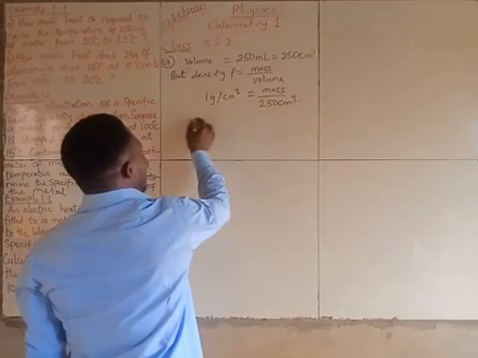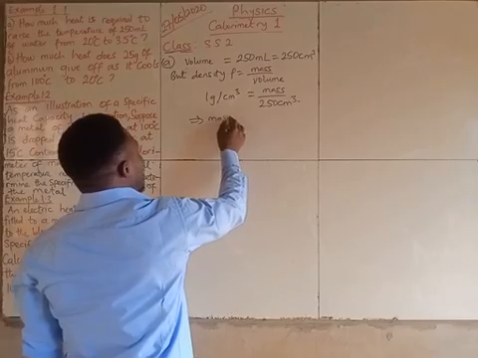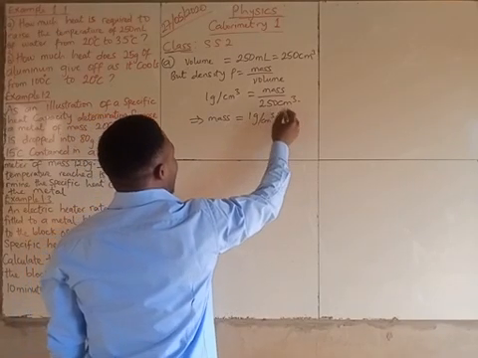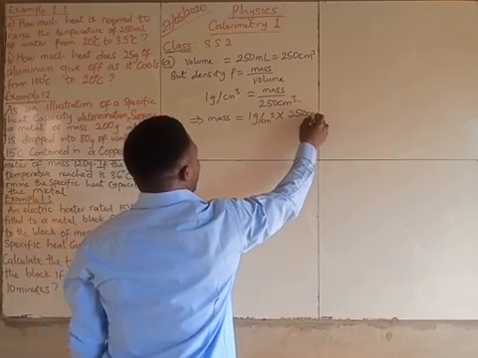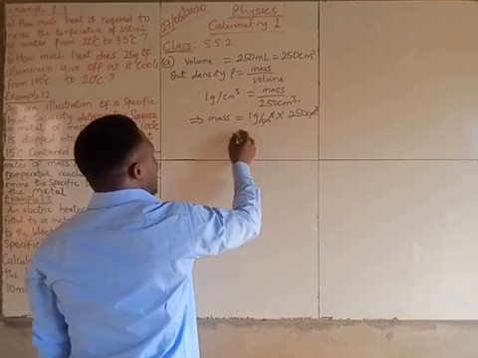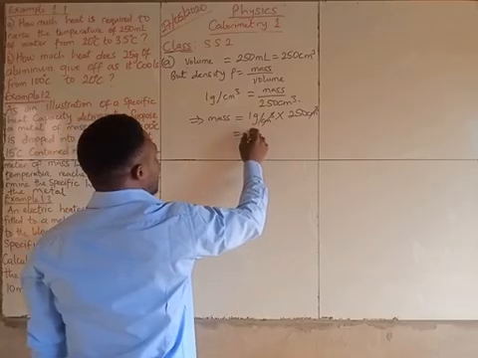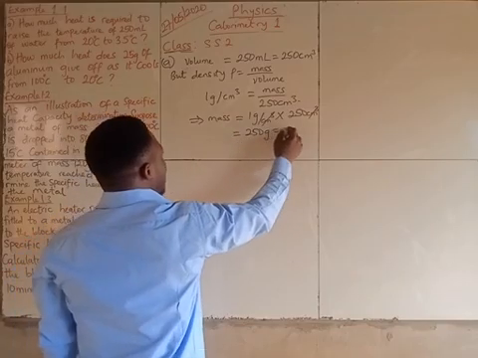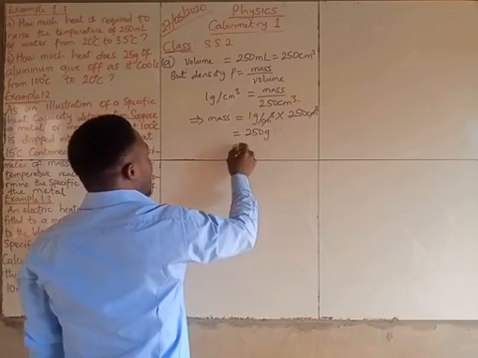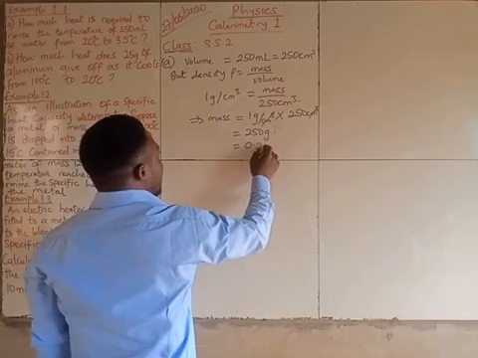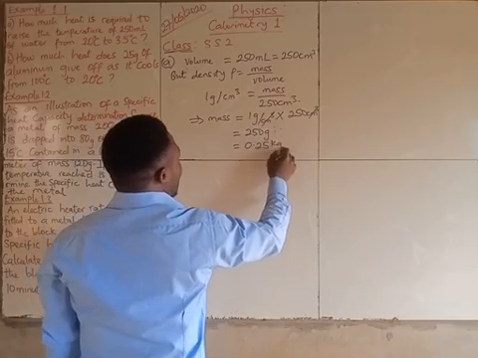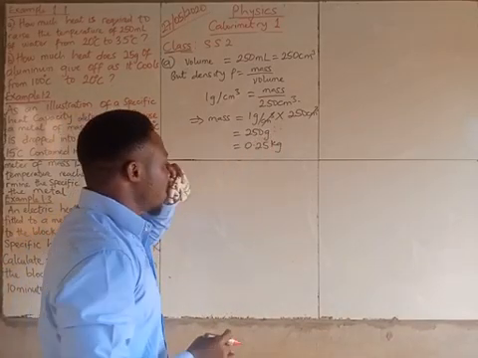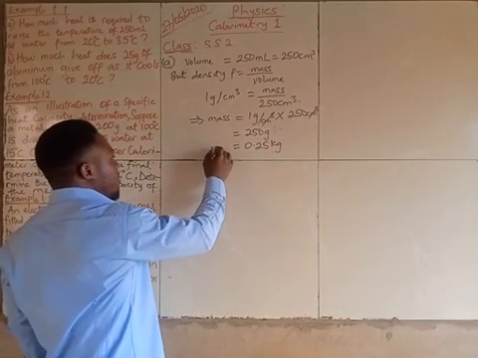If you cross multiply, you get that your mass is equal to 1 gram per centimeter cube times 250 centimeter cube. This cancels this, and you have your mass to be equal to 250 gram, or 0.25 kilogram. That is, if you divide 250 by 1,000, you have this in kilogram, mass of water.